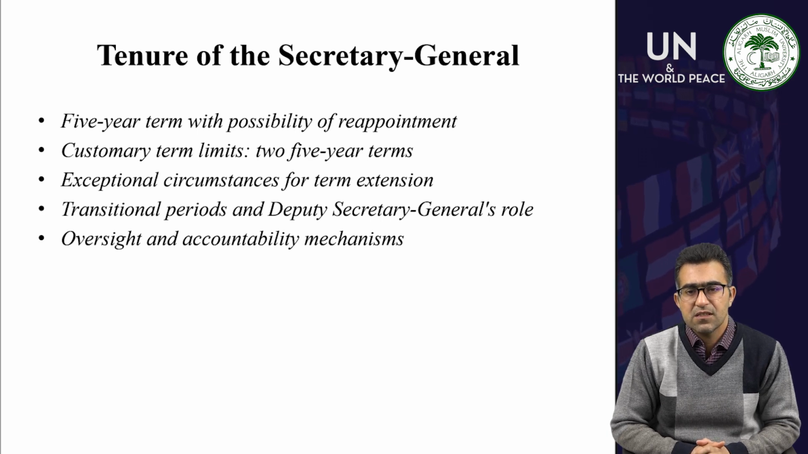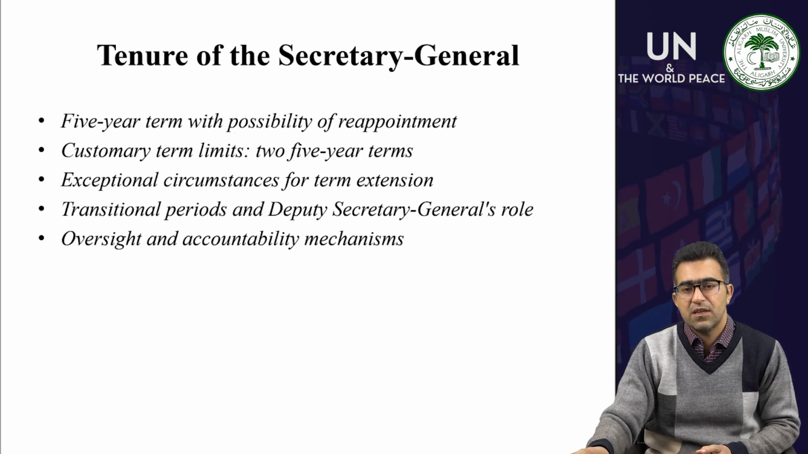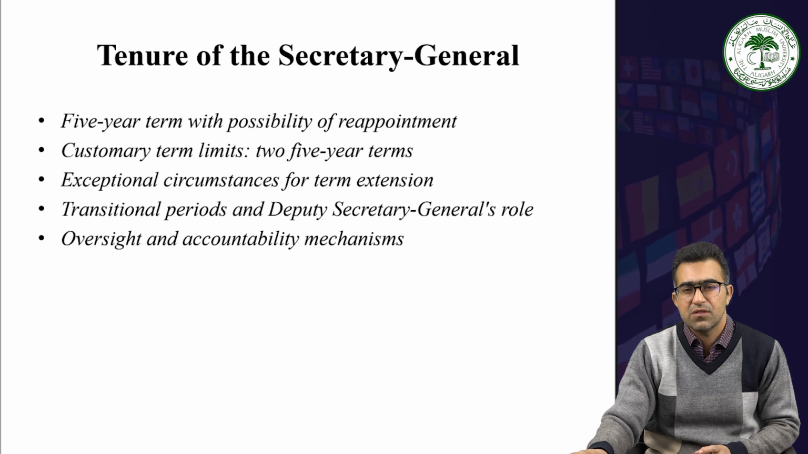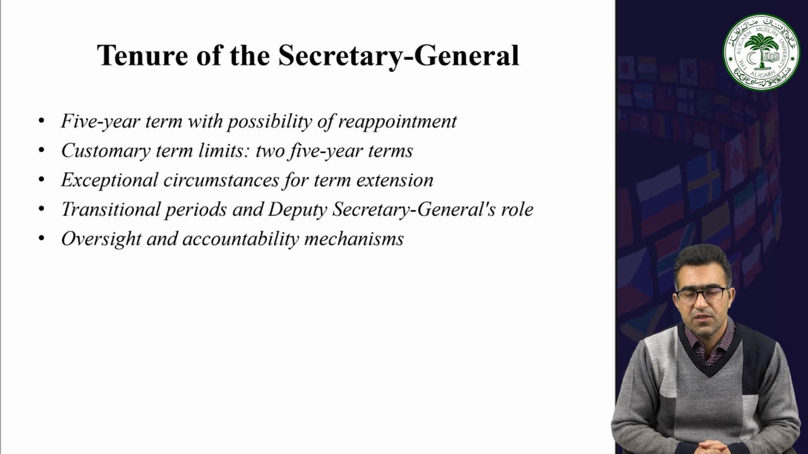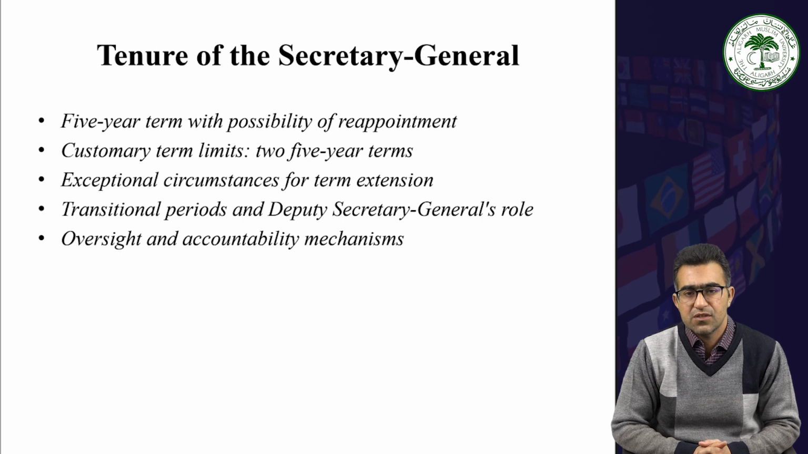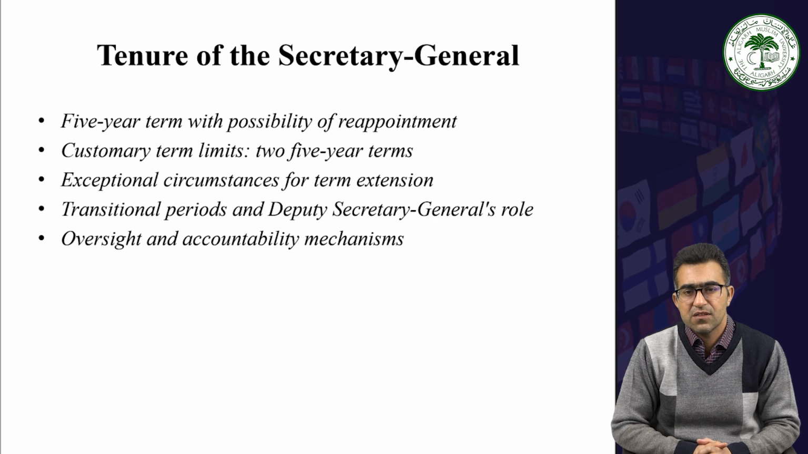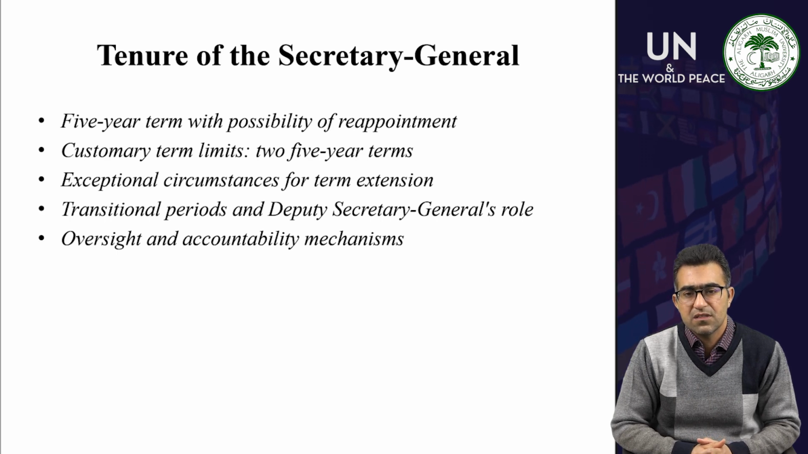The Secretary General is subject to oversight and accountability mechanisms established by the General Assembly and the Security Council. These mechanisms may include performance evaluations, financial audits, and investigations into allegations of misconduct or wrongdoing. The Office of the Secretary General supports the Secretary General in fulfilling his duties and responsibilities, including managing his agenda, coordination with other UN departments and agencies, and representing the UN internationally.